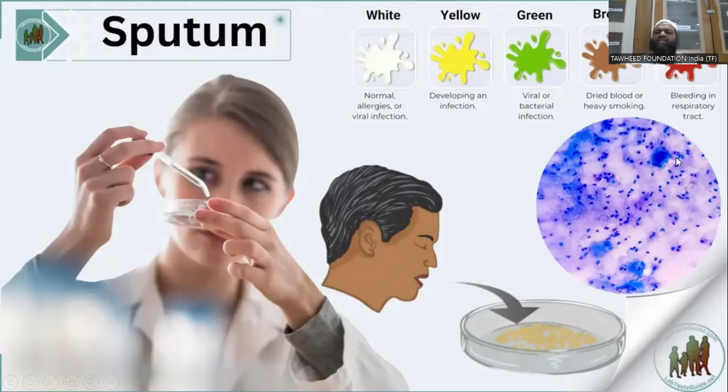Again, this is a microscopical examination. Under the microscopic field, you can see different types of cells and cytoplasm. You can see here, in a petri dish, the sputum sample is spread. So this is how the sputum sample is collected and examined in a medical laboratory.